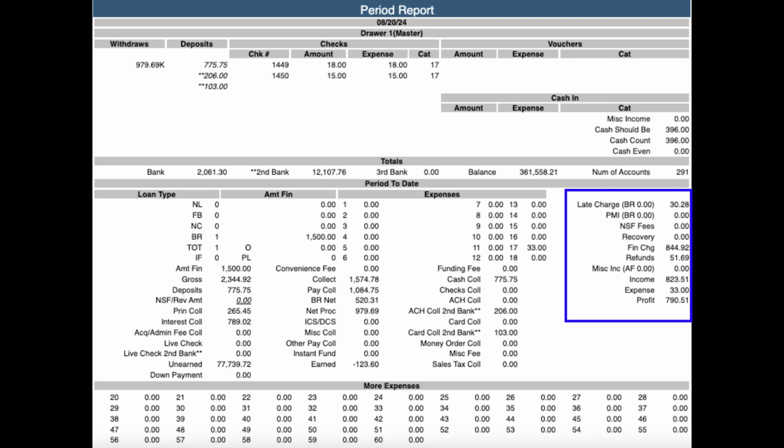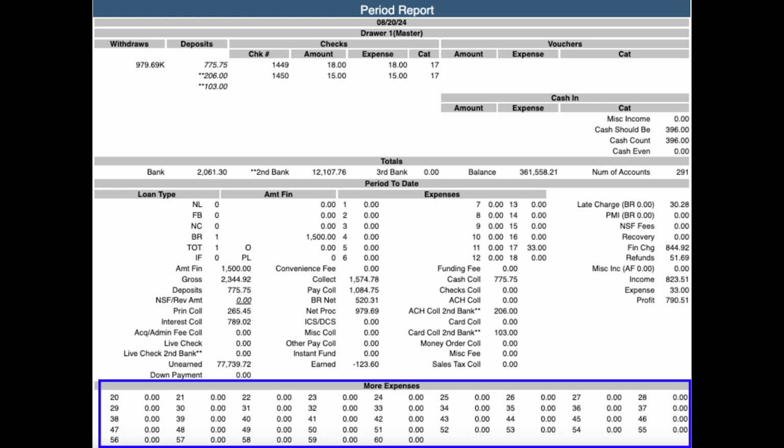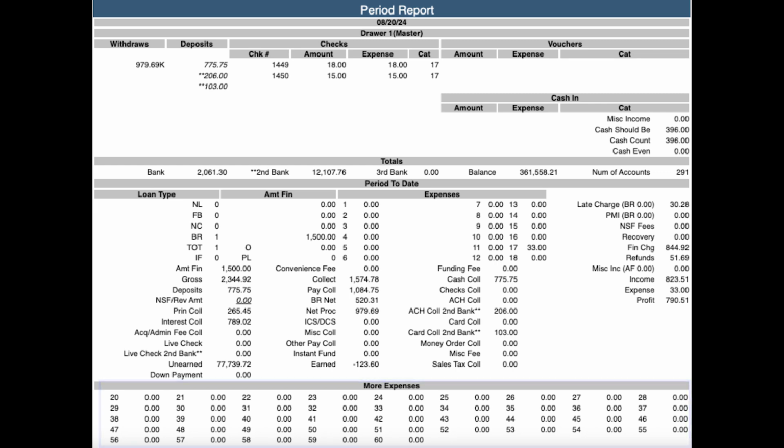Income: total income calculated for that period: fees collected, late fee, NSF fee, PMI and recovery, plus finance charge minus refund. Expense: total expense, expenses 1 to 60 added together. Profit: income minus expense equals profit. More expenses: additional accounting expense categories, 20 up to 60 total, defined for use by your company to track additional business expenses.